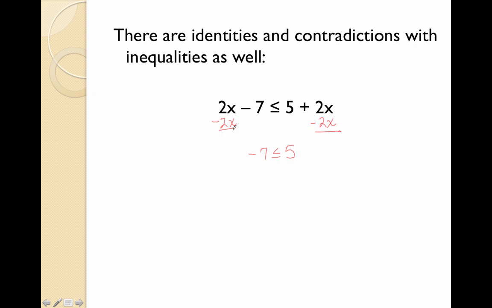And notice I could plug any number in for x and that inequality will still hold. It'll still be true. So let's just plug in a number, doesn't matter what it is. Let's plug in 4 for x. So 2 times 4 minus 7 is less than 5 plus 2 times 4. I'm just doing an example. So 8 minus 7, is that less than or equal to 5 plus 8? Well, 1 is less than or equal to 13. So it does still hold, and in fact, no matter what number we plug in for x, it will always be true. So this is an identity.